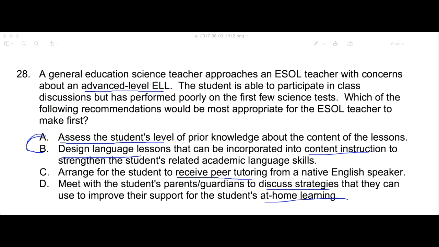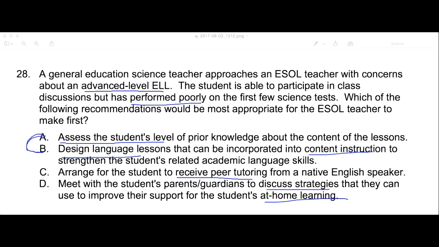Okay. Now, let's look for the keyword and action going on here. Performed poorly. Performed poorly on science tests. So the kid who is advanced level ELL is not doing well on the first science test. They participate, but the action here is they perform poorly. So if they are participating, that means they understand what's going on, they feel comfortable, but they're just not getting the content on the test.